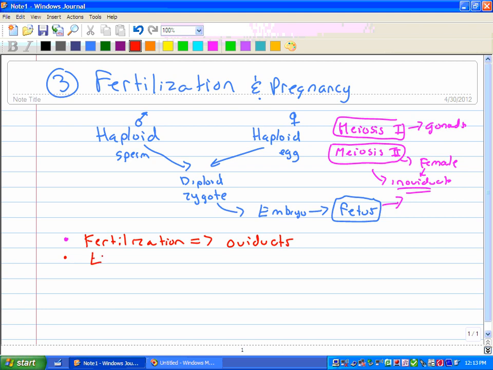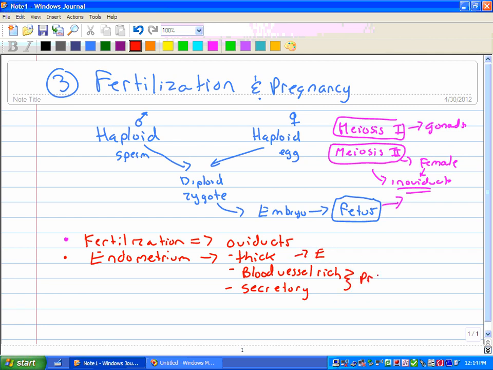So the endometrium needs to have a few things in order. So it needs to be thick. It needs to have blood vessels, so blood vessel rich. And it also needs to be secretory. So thickened, as a reminder, is because of the estrogen, and these two are because of the progesterone. So this is kind of like the maturing blood vessel rich, and then the secretory.